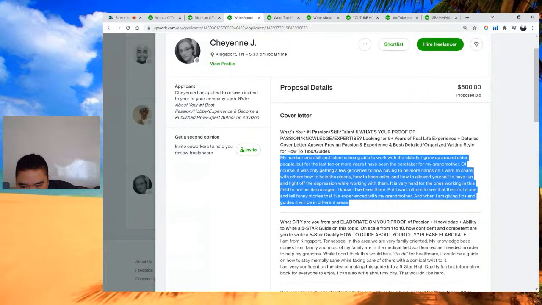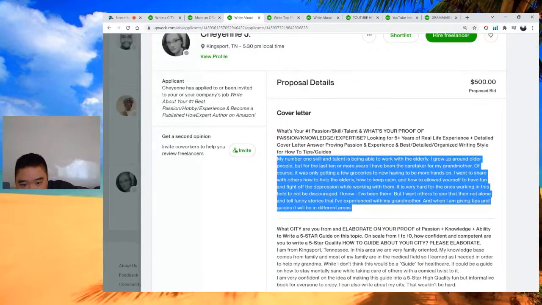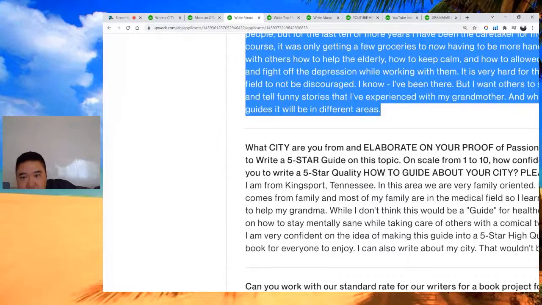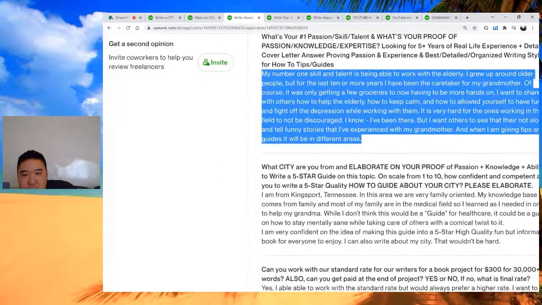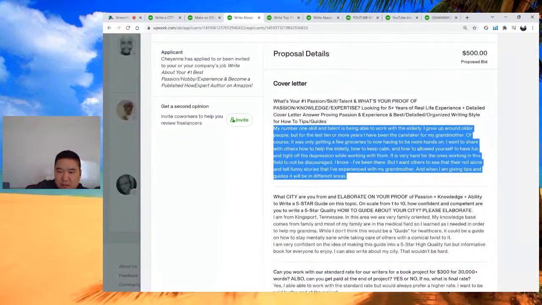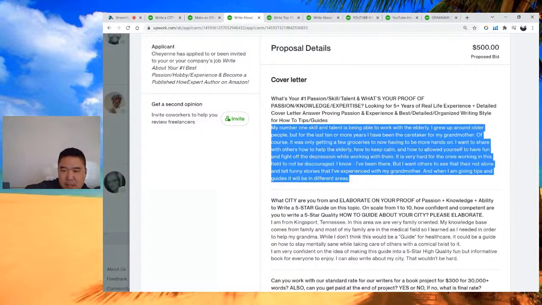Tennessee. I don't know. I won't explain anymore. I guess I have my own preferences, and when I'm reading Kingsport, Tennessee, okay, this is a unique city. Comes from my family. Most of my family is medical. So I learned I need, okay. I don't know.